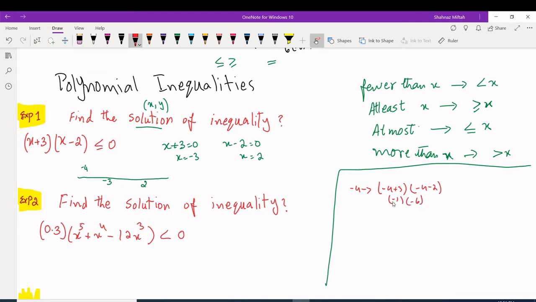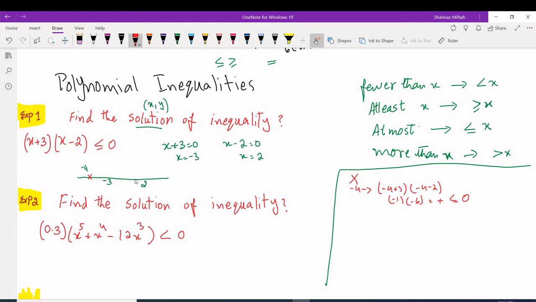Negative, negative, you multiply, you get some positive answer, right? And then positive answer, is that less or equal 0? No. So this thing, negative 4, doesn't work. So we're going to say negative 4 doesn't work. So you just put a cross there. Now plug in negative 3 here.